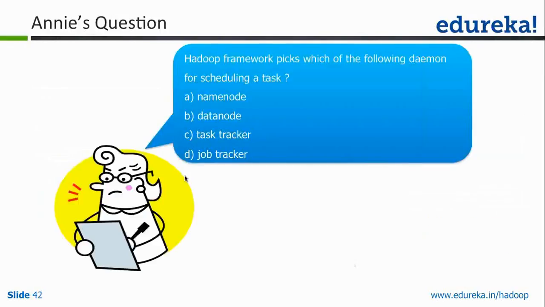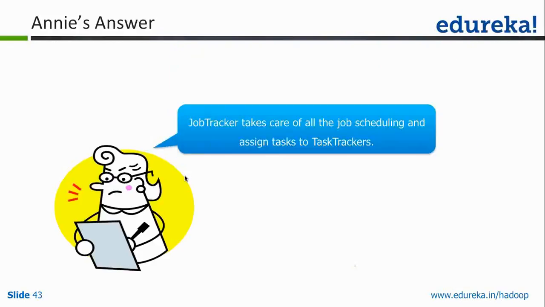Okay, so Annie is back, and it was a complex topic which we understood just now. So you'll have to answer this. Hadoop framework picks which of the following daemon for scheduling a task. So if a heartbeat is lost, then the job tracker or the name node will assume that that machine is gone, and it will assign the task to a different machine. Okay, Ananda? Let's see what Annie says here. So job tracker will be taking care of all the job scheduling and assigning tasks to the task trackers. Is that clear, guys? Everyone got the answer right?